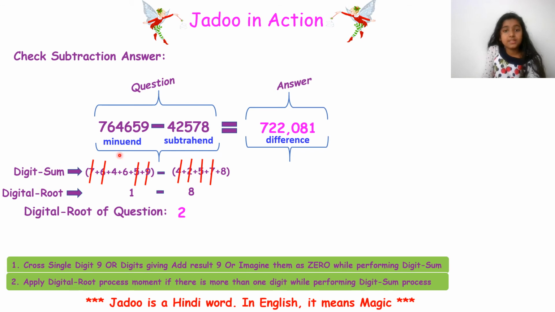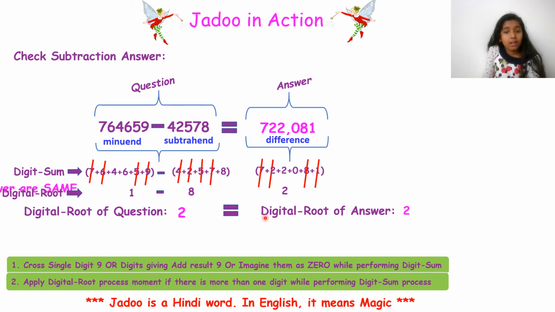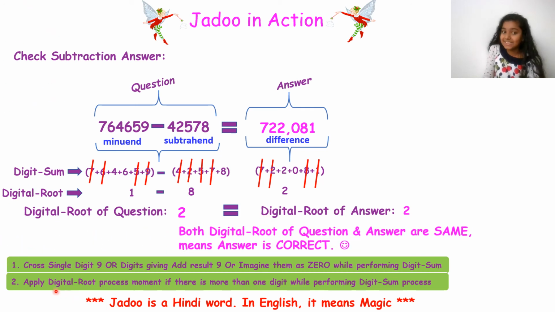Now, the digit sum of the answer. So 7 plus 2 plus 0 plus 8 plus 1. So 7 plus 2 is 9. Then 8 plus 1 is 9. And then 2 plus 0 is 2. So the digital root of the difference is 2, which is a single digit. So the digital root of the answer is 2. The digital root of the question and the digital root of the answer are equal. Means the answer is correct.